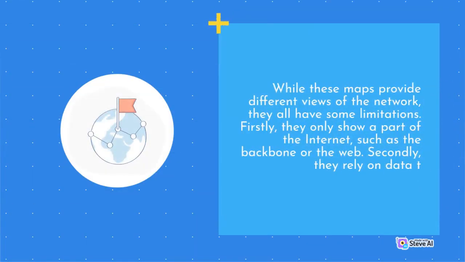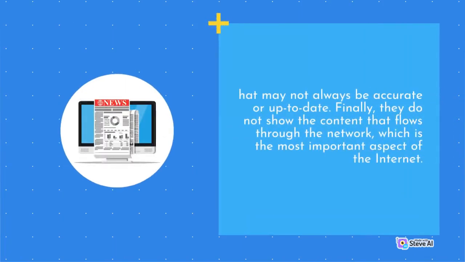While these maps provide different views of the network, they all have some limitations. Firstly, they only show a part of the Internet, such as the backbone or the web. Secondly, they rely on data that may not always be accurate or up-to-date. Finally, they do not show the content that flows through the network, which is the most important aspect of the Internet.